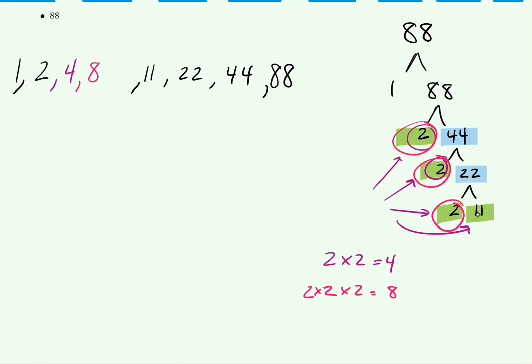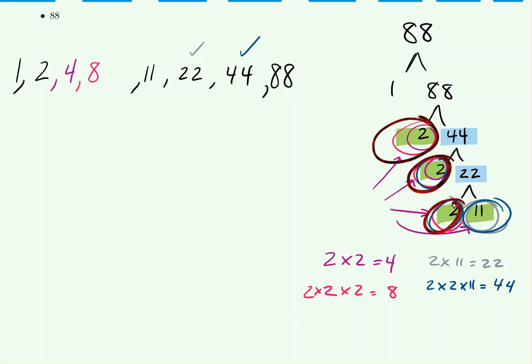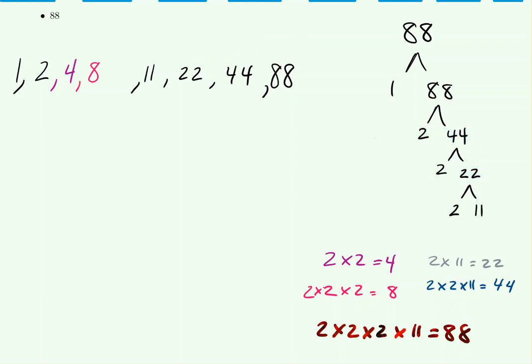Now, we haven't dealt with the 11 yet, so for instance, 2 times 11 is 22. That's already included in our list. 11 times 2 times 2, and all of this you can just check in your head as well, is 44, already included on the list. And then finally, if we did 2 times 2 times 2 times 11, that would be 88, which is also already on our list. So in this case, we can verify that these are all our natural number factors of 88.